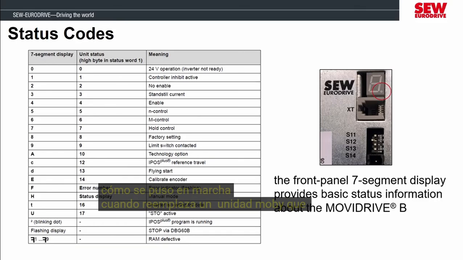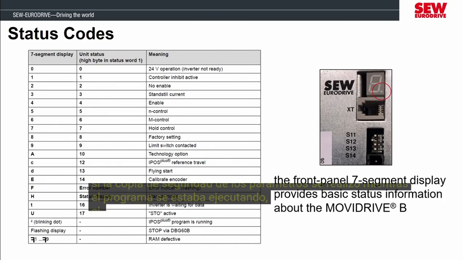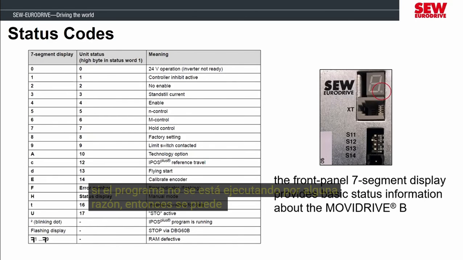When you replace a MOVIDRIVE that used IPOS code, the processor should restart automatically if the parameter backup was done while the program was running. If the program isn't running for some reason, then it can be restarted using the software, which will cause the light to start blinking again.